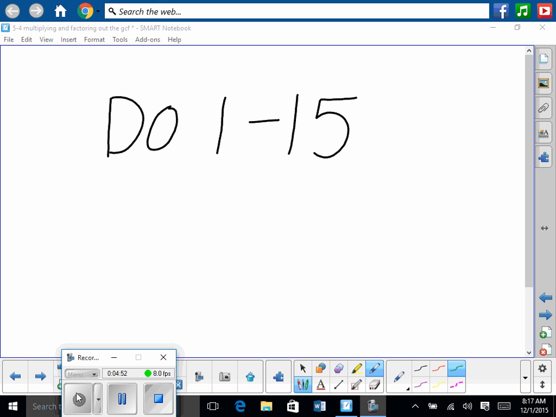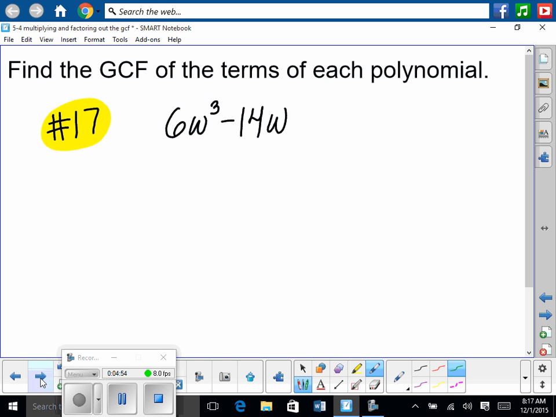Okay, so I'm going to do number 17. Now read the directions. It says, find the GCF of the terms of each polynomial.